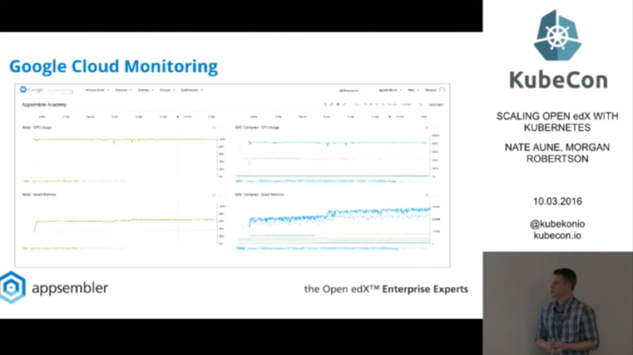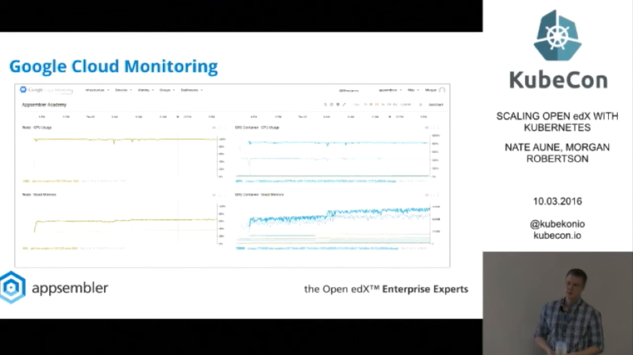For monitoring, we're currently using Google Cloud Monitoring, and it integrates really nicely with Google Container Engine. As you can see, it can monitor resources both on the host nodes and within containers. You can also configure alerts based on any resource that you can monitor.